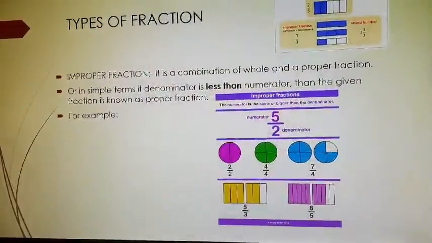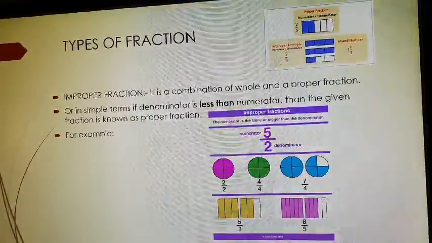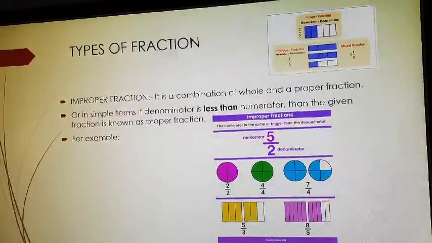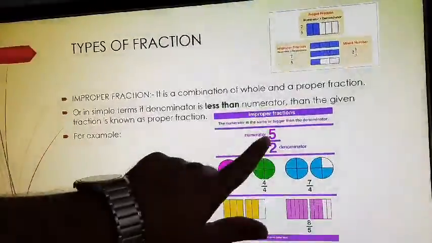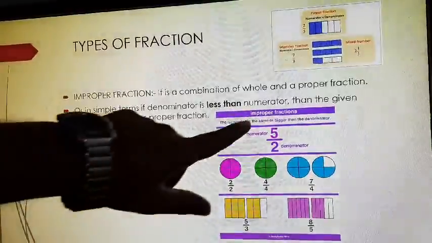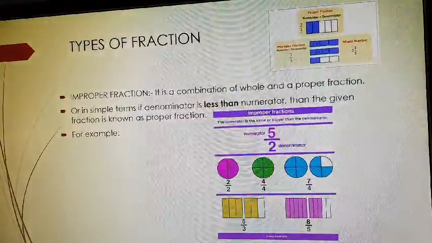Similarly, the next one is the improper fraction. An improper fraction is basically a combination of a whole and a proper fraction. What does it mean? Now the denominator is less than the numerator. Firstly, what do we have in the proper fraction? The numerator is less than the denominator. Now we have the denominator less than the numerator.